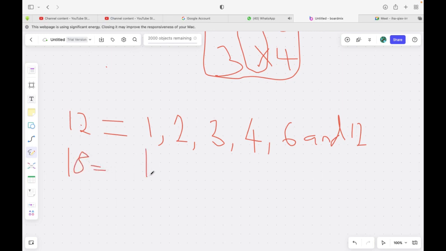Obviously 1 is one of them. 2 can go; any number that can divide 18 is a factor of 18. 2 can divide 18, right? So 2 is a factor. 3 can divide 18, so 3 is a factor of 18.